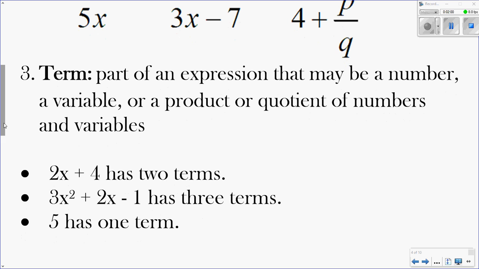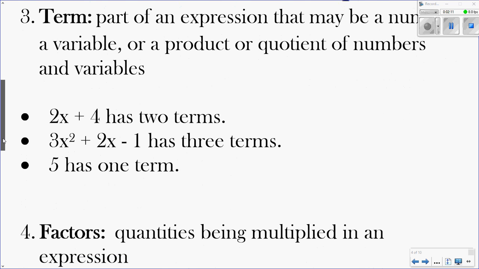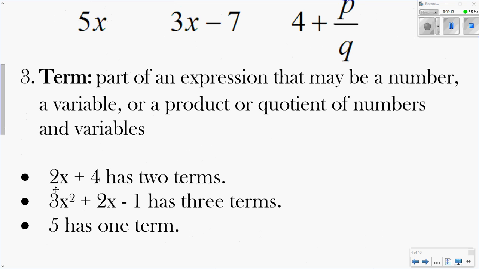Term: a part of an expression that may be a number, a variable, or a product or quotient of numbers and variables. As we can see in the three examples below, we have 2x plus 4, which has two terms, 1 and 2. We have 3x squared plus 2x minus 1, which has three terms: term 1, 2, and 3. And then 5 is only one term.